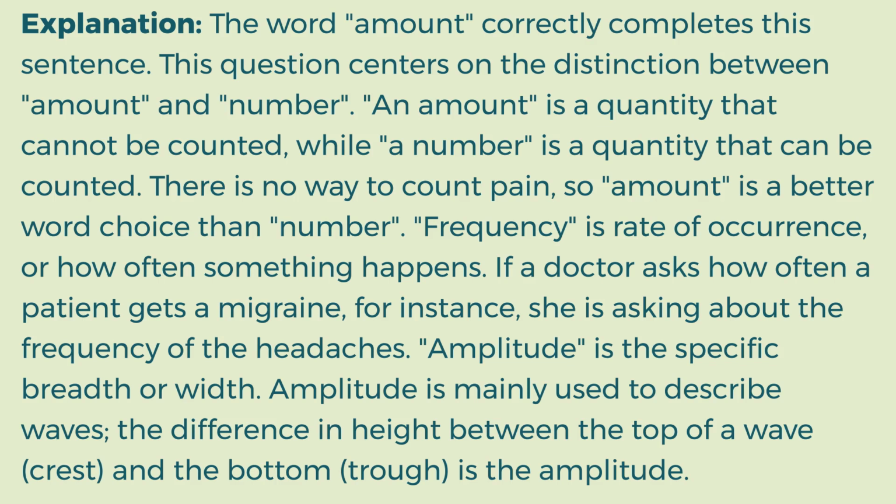Frequency is rate of occurrence, or how often something happens. If a doctor asks how often a patient gets a migraine, for instance, she is asking about the frequency of the headaches. Amplitude is the specific breadth or width. Amplitude is mainly used to describe waves. The difference in height between the top of a wave crest and the bottom trough is the amplitude.